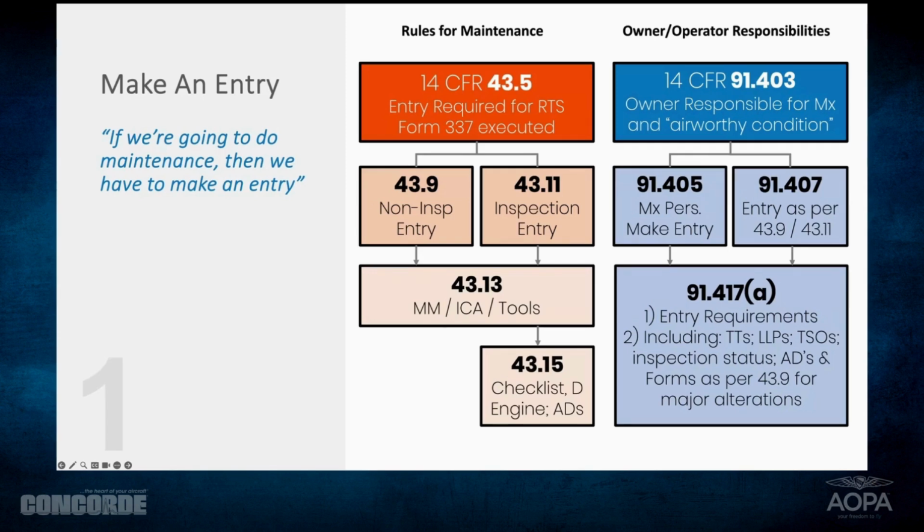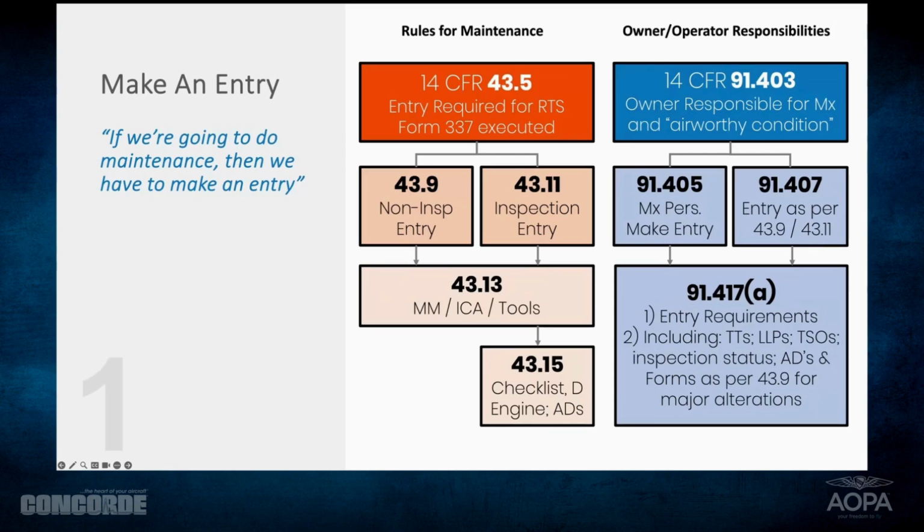All right, we have rules for maintainers, that's Part 43, and then we have rules for the owner operators and their responsibilities, that's Part 91, right? And those two are two sides of the same coin that provide a checks and balances in aviation, right? So how does it work? And we thought we'd sort of outline here 43 versus 91 and what we see as kind of a mirror image in many ways. So 43.5, an entry: you're going to do maintenance, you're going to make an entry. Entry is required for return to service, and we're going to execute the form for major alteration and repair, 337.